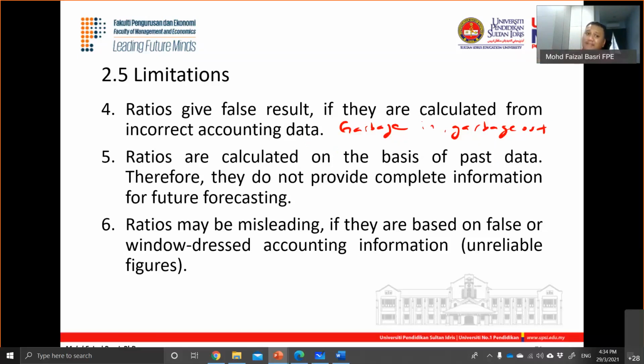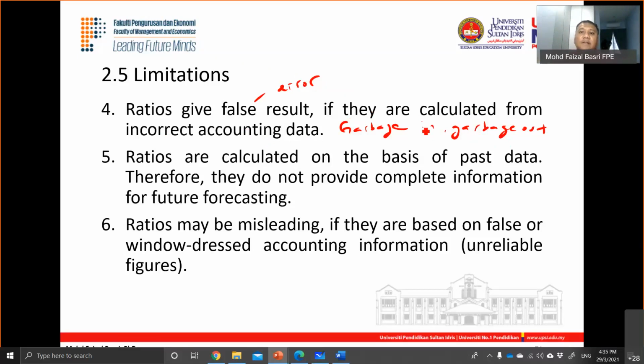Some data analysis, if you learn about it later on, can detect if there's any error in your data. But for ratios, it cannot. Whatever data you put in, they will calculate for you. Therefore, if you use false or erroneous data, you will end up with errors in your interpretation.